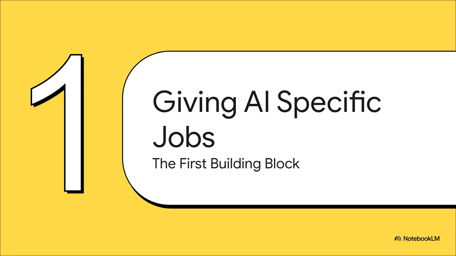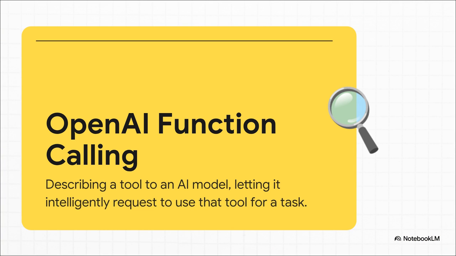Okay, so to solve this, we've got to start at the absolute foundation. We need a solid, reliable way to give an AI one specific, well-defined job to do. Simple as that. And this is where something called OpenAI function calling comes in. What is it? Well, think of it like this. You're creating a structured description of a tool that the AI can actually understand. So you're not just handing the AI a hammer. You're handing it a hammer and a detailed machine-readable instruction manual that says, this is a hammer, you use it for nails, this is how you hold it.